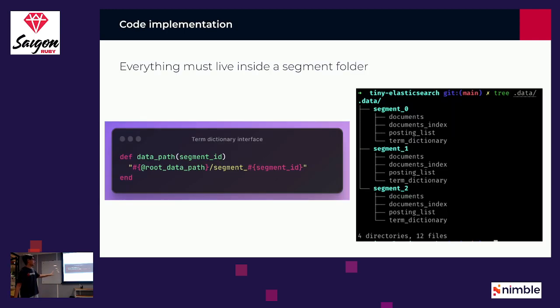Okay, everything is exactly the same as before, but the only difference is I have to append a folder to the data path. Normally this would live inside data, but now it lives inside another folder, and that folder is the segment we're talking about. So everything lives inside a subfolder.